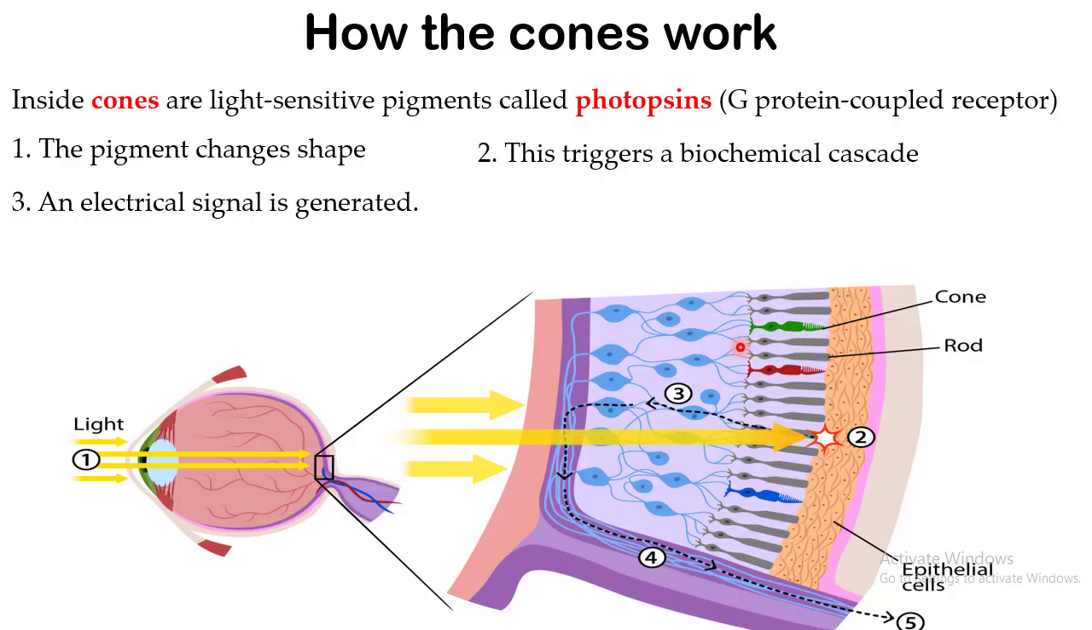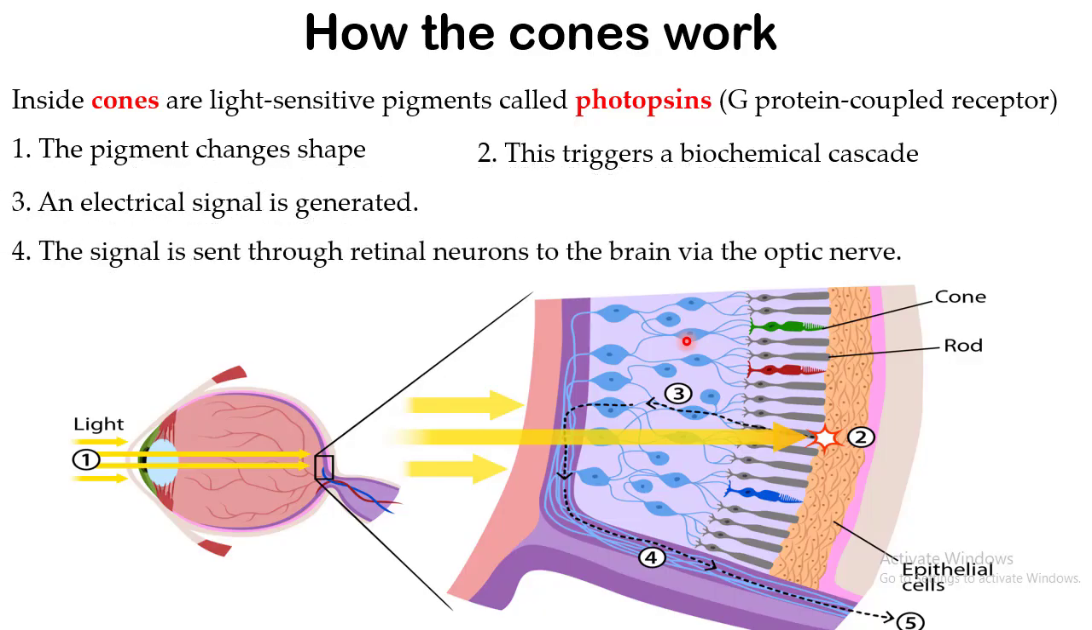And if you can see over here, these cones are connected with these neurons, and these neurons are going to detect the electrical signal. That electrical signal is sent through the retinal neurons. You can see these neurons over here, and through these neurons the message is going to travel to the brain through the optic nerve, and when it reaches the brain, it is going to give you the color of the particular things you are seeing at that particular time. So this is in simple terms how these cones work.